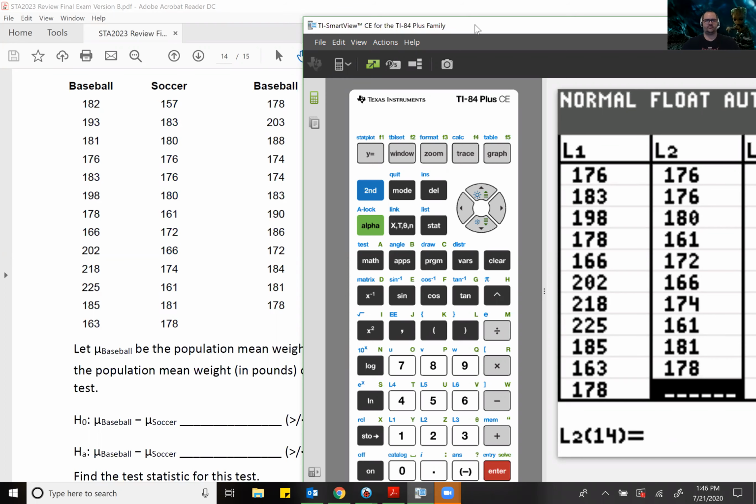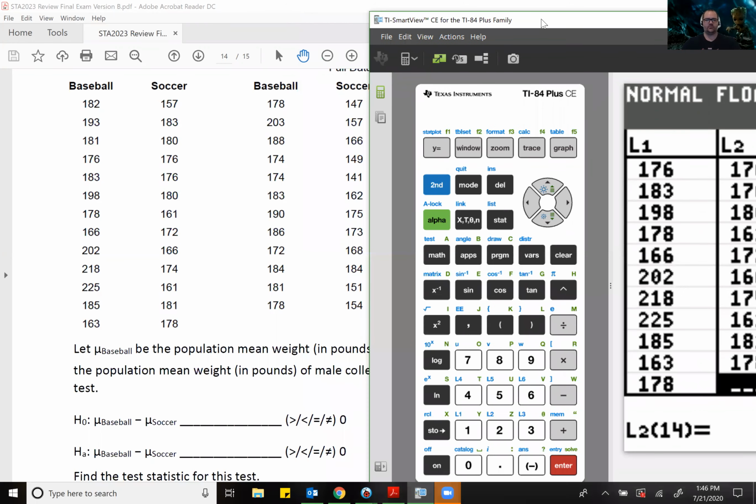And then kind of going to lose sight of these. So 147, 157, 166, 149, 141, 162, 175, 173, 168, 184, 151, 154, and I ended on 25 there. So that's a good sign.